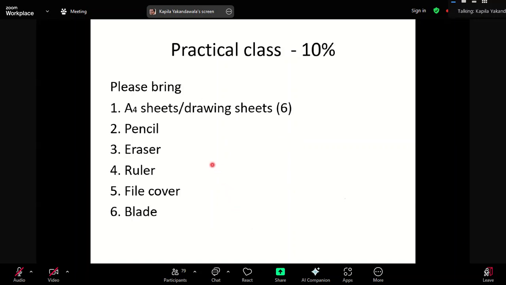Then for the next week, we are going to have a practical class. When you attend the practical class and learn, for that process, I will give you 10% mark. So when you come to the practical class, please bring A4 sheets and drawing sheets, a few sheets like 6. Then you need the file cover to keep these, and to draw, pencil, eraser, ruler, probably a blade. So you have to cut certain things and observe, right? So these are the materials required for the class, right? When you come to the class, please remember to bring this material.